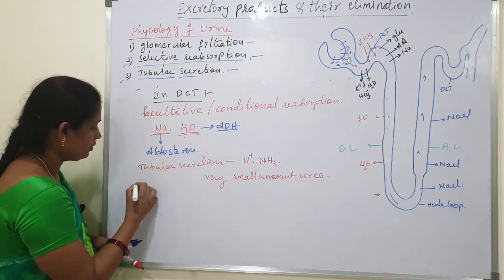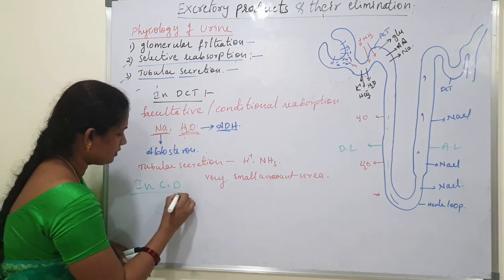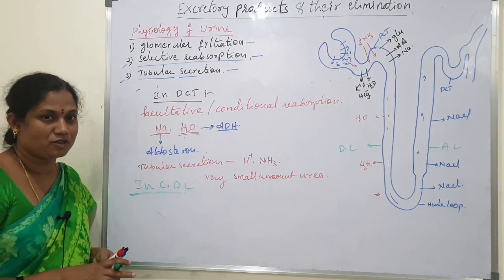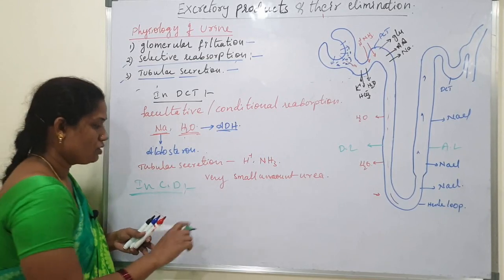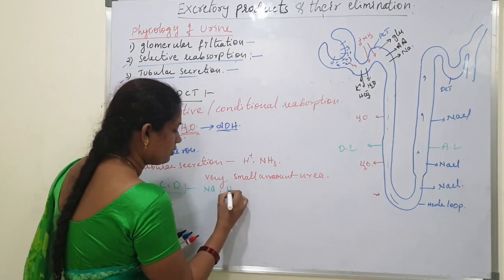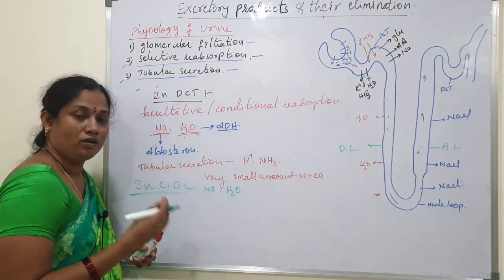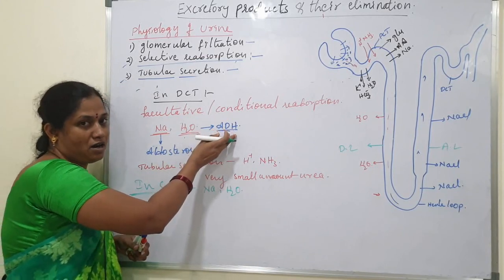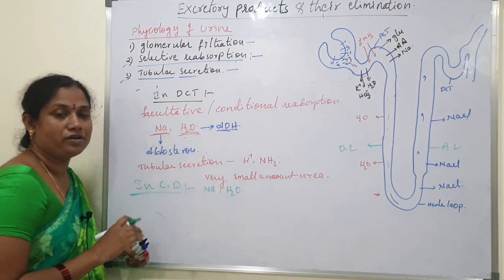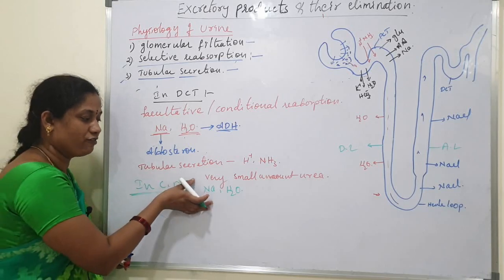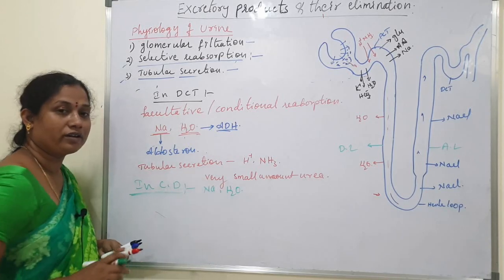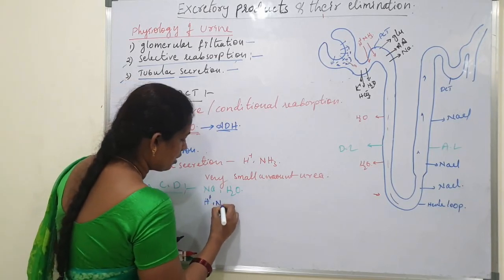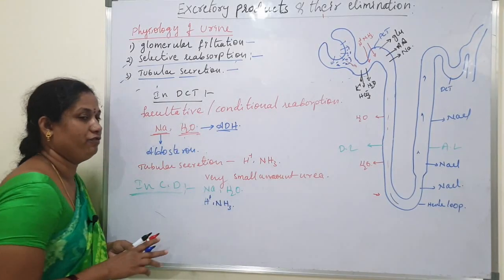Next, in the collecting duct, the same facultative, conditional reabsorption takes place. Sodium and water are reabsorbed, and both are influenced by the hormones ADH and aldosterone. Next, H plus ions and ammonium ions are secreted into the filtrate.